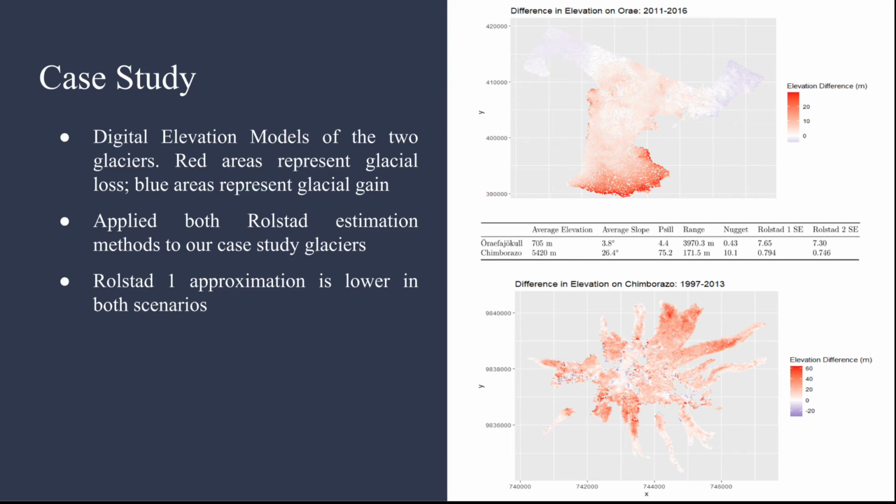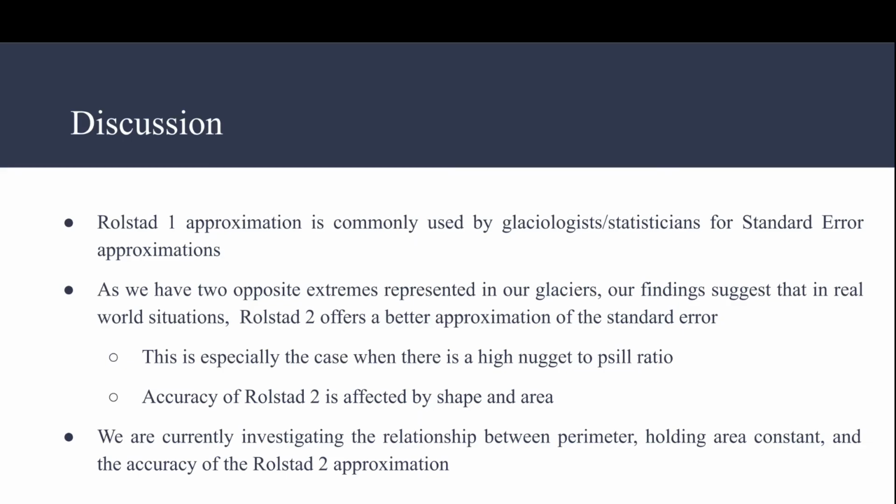We applied the two approximation methods to the glaciers with the notion in mind that the second approximation method would be more accurate, according to our tile plot, as both glaciers would land in red areas. Interestingly, as summarized in the table in the middle, the Rolstad 2 approximation is lower than the Rolstad 1 in both scenarios. The Rolstad 1 approximation is commonly used by statisticians and glaciologists today. As we have two opposite extremes represented in our case study glaciers, our findings suggest that in real-world situations, Rolstad 2 in general offers a better approximation method of the standard error.